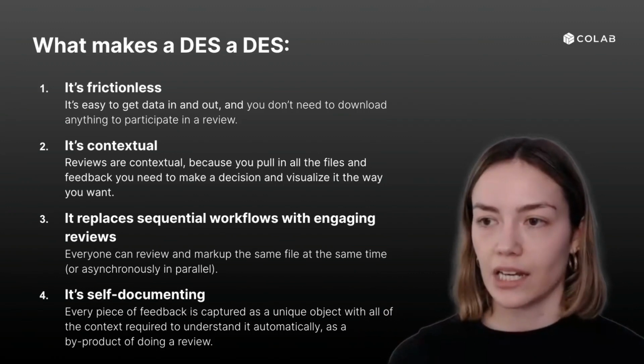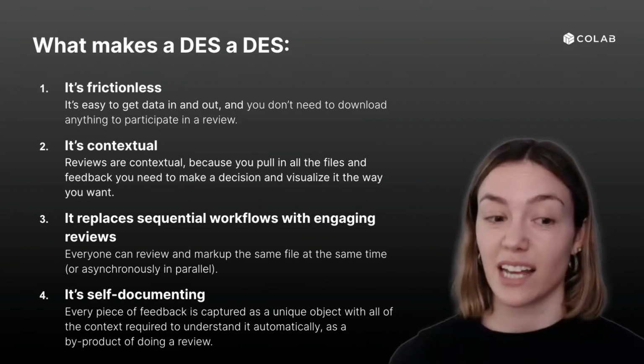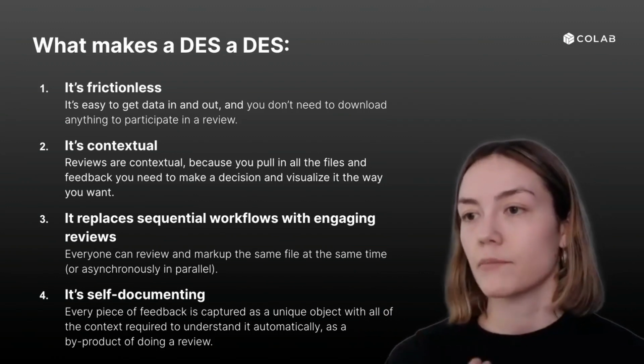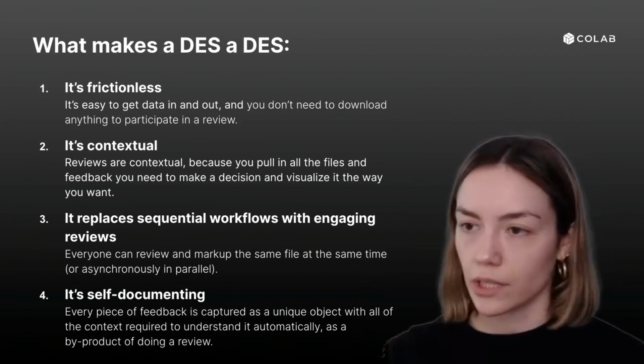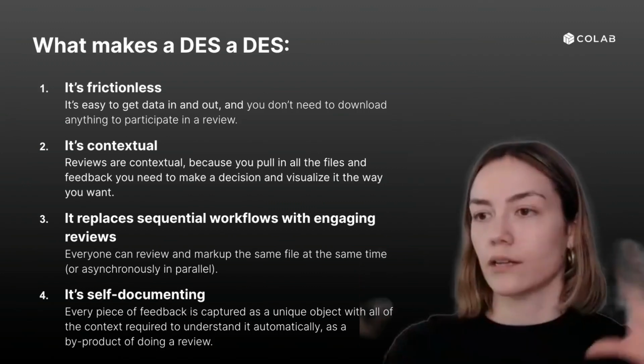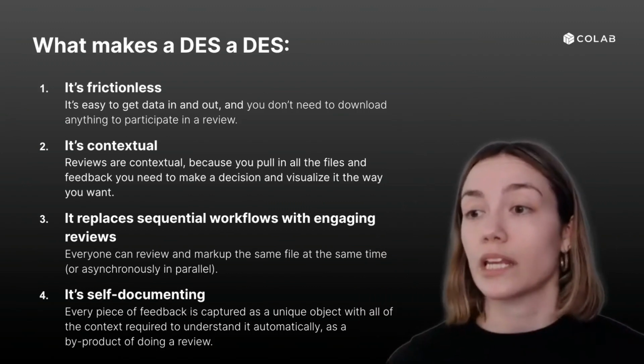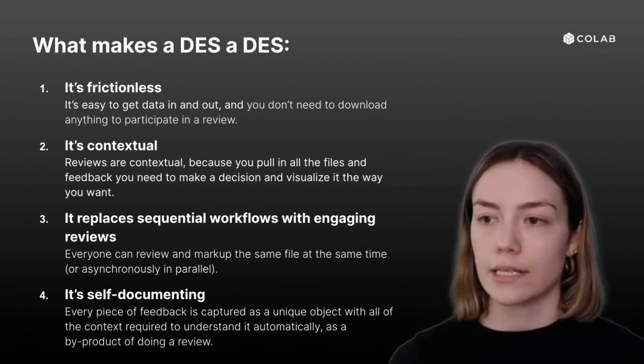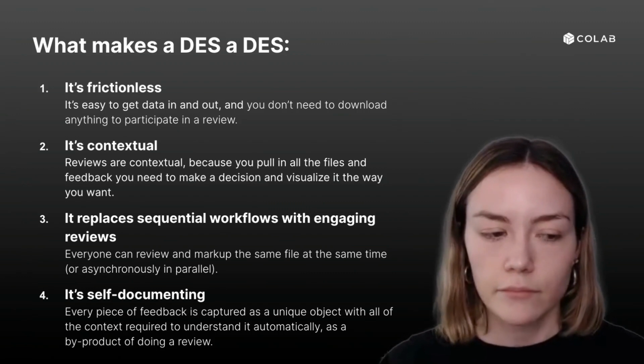In CoLab and in a design engagement system, feedback is contextual because, for example, it's pinned to model geometry. It's pinned to a particular section on a drawing, and we can then slice and dice that information however we need to down the road to be able to make a really easy decision on design.